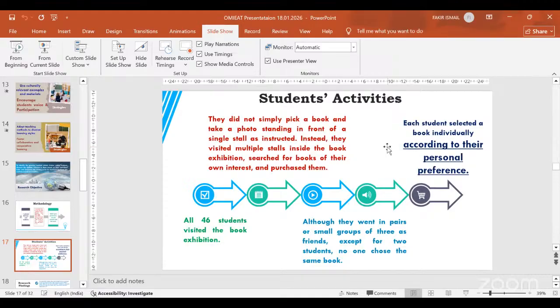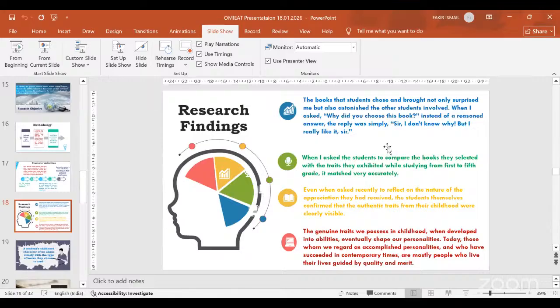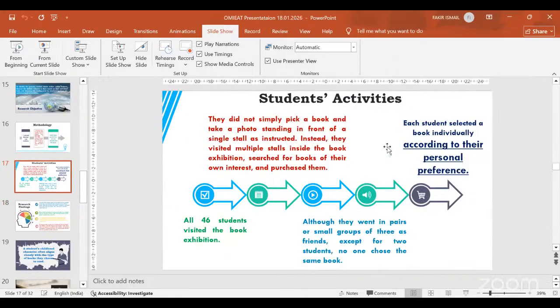So here CRT works. Each student selected a book individually according to their personal preferences. They did not select the book according to their staff. They did not select the book based on the crowd at the exhibition, but according to their personal preferences. Why?